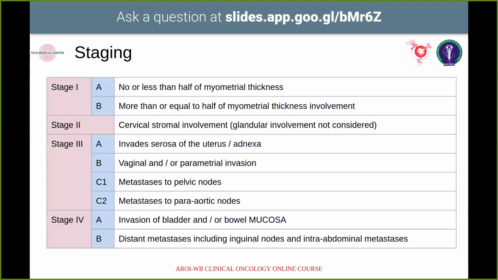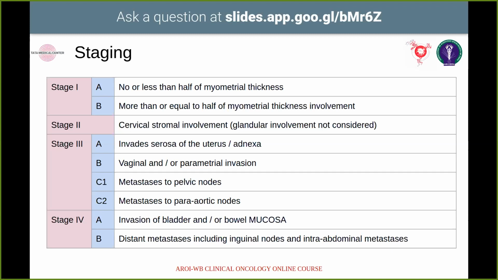Coming to the staging, this is the latest staging system that is used. I think most of you may be familiar with this. Stage one basically means the disease which is confined to the corpus of the uterus. Stage 1A is considered when there is no or less than half of myometrial thickness involvement. And it is important to understand that at one point of time, stage 1A included only patients who did not have myometrial involvement. Stage 1B basically has more than or equal to half of myometrial thickness involvement.